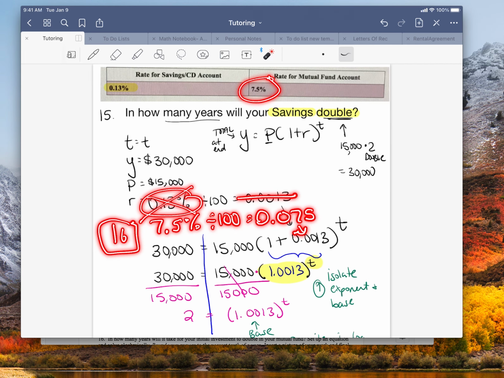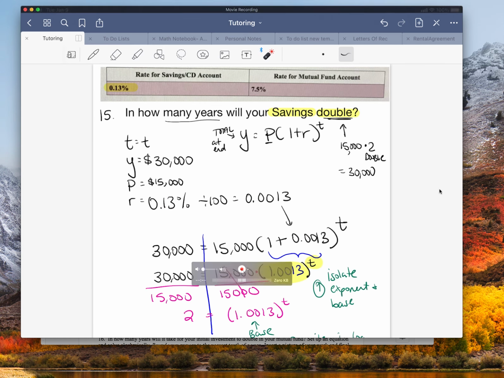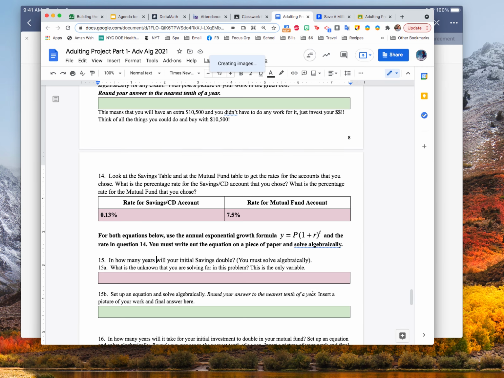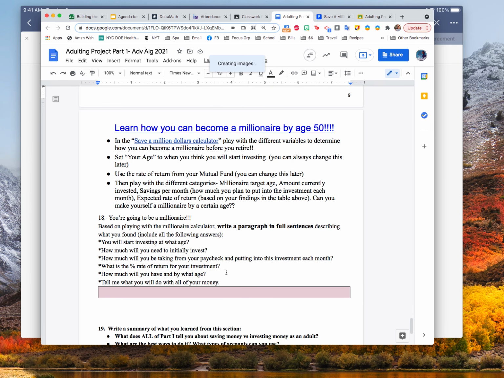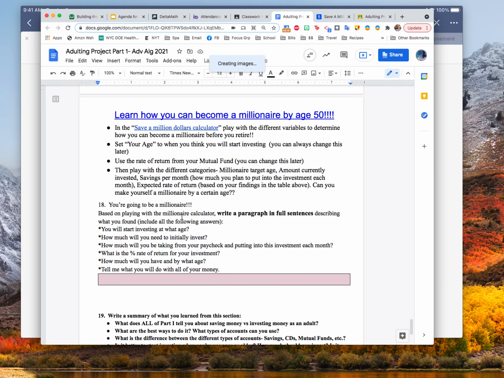After you do 15 and 16, then all you have to do is answer question 17, comparing them and thinking which one took longer to double, and why do you think that is? Why does that make sense? Think about the rates of each one. Then, you already did this in class. Make sure you answered each of these in full sentences.